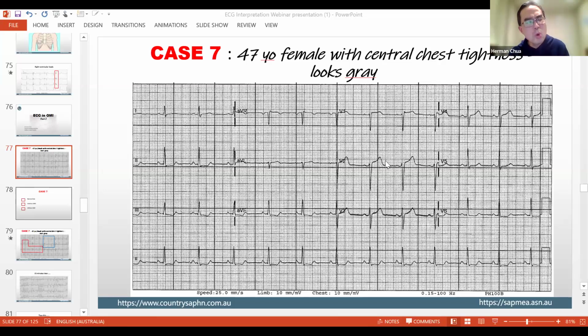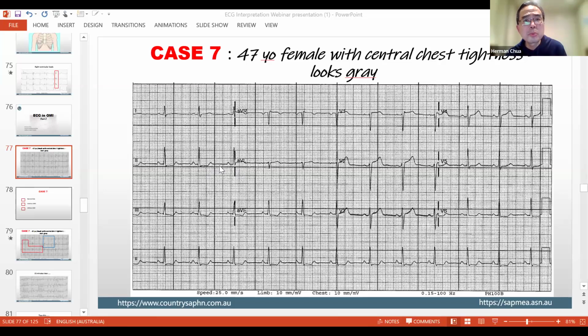Well, no. Why? Because look at other supportive evidence, right? So remember, the answer is not just ST elevation or no ST elevation, because that's what the old paradigm tells us. You look at other things as well. Look at leads 2 and 3 and AVF. What do you reckon?